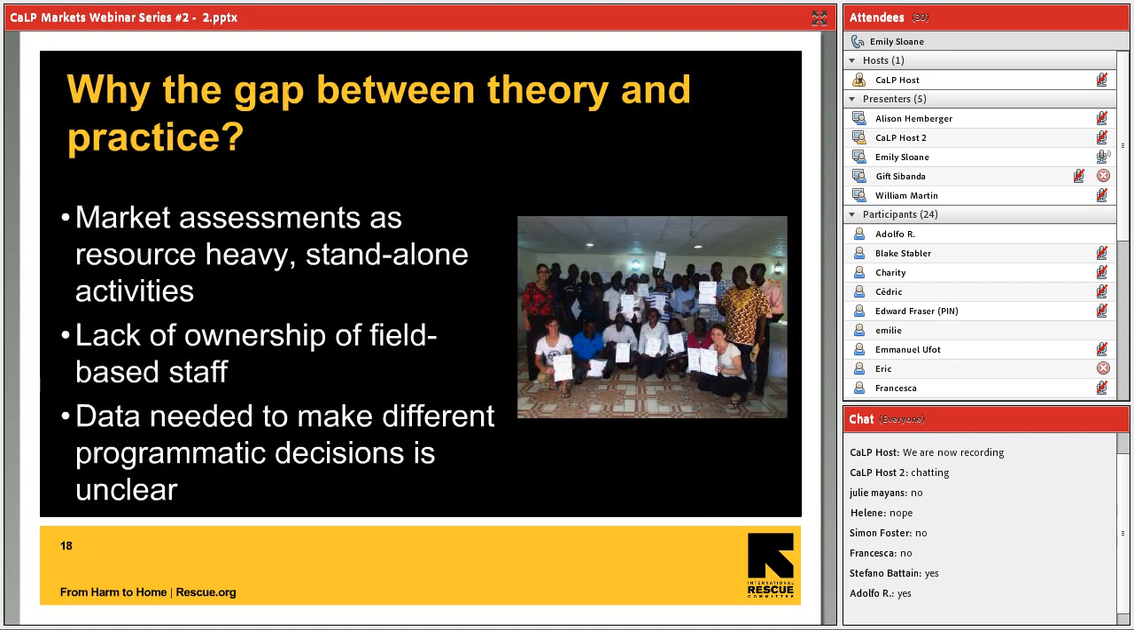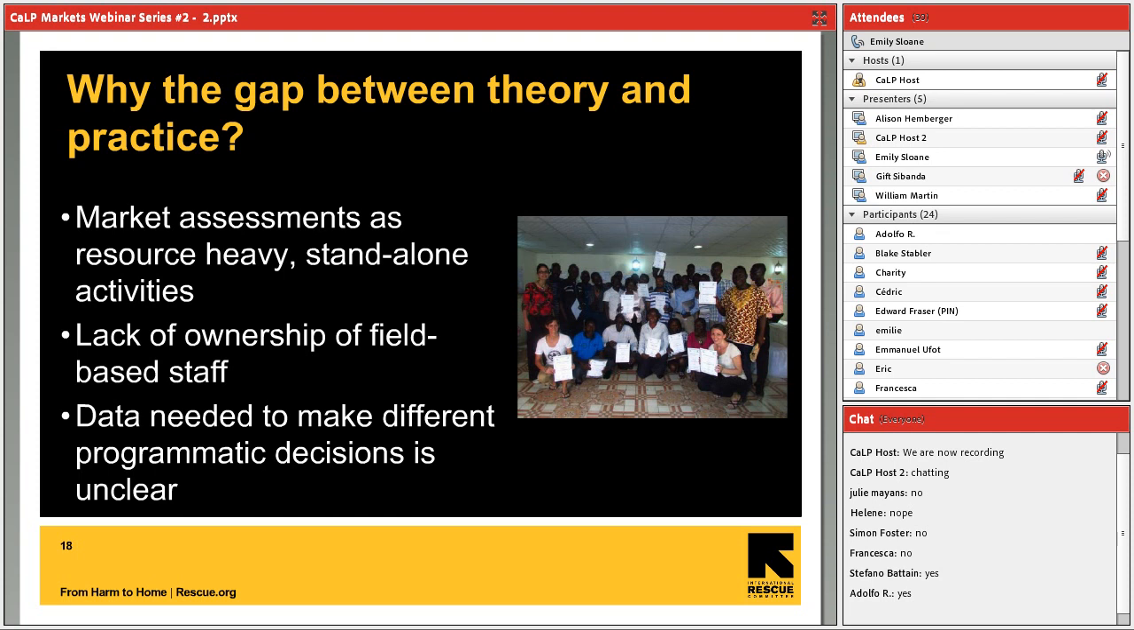So here are some of our main findings on this, and I'm very interested in other people's perceptions, so feel free to contact me outside of this if you have other insight. But one is that there's a perception that market assessments have to be resource-heavy, standalone activities. And very often this is actually borne out in practice.